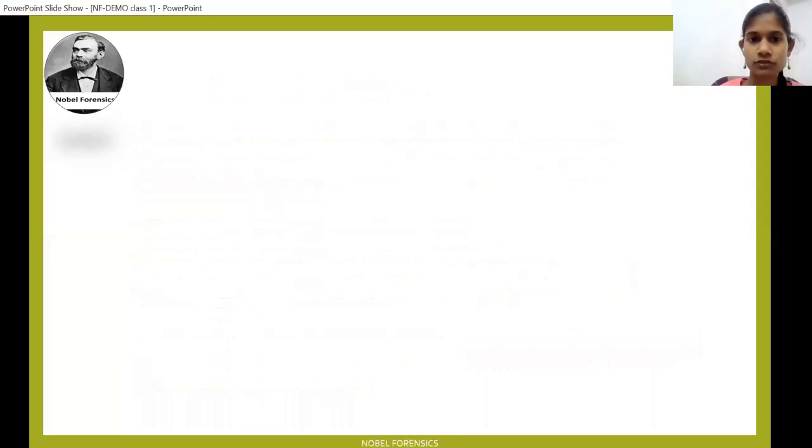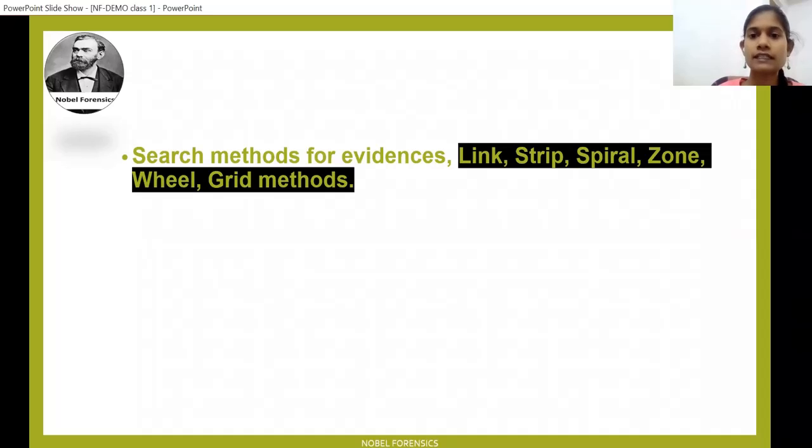This is also a previous question. I mostly added only important and previous questions. Then search methods for the evidences, for the physical evidences present at the crime scene. For the identifying and collection of the physical evidences, we use basic methods. These are the basic methods for searching physical evidences, which are link method, strip method, spiral method, zone method, wheel method, and grid method. These are the 6 methods.